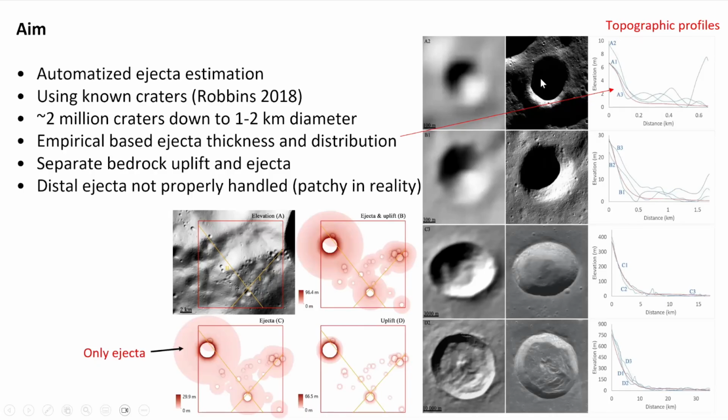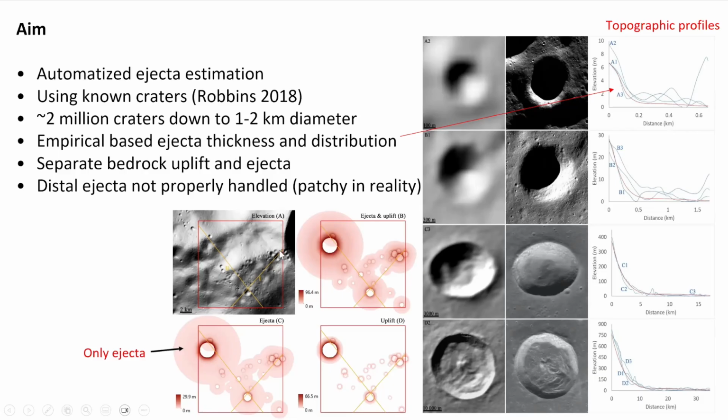Here you can see differently sized craters, smaller and larger ones, and you can see the profiles here. The blue lines indicate the really measured profiles. The red one is the model calculated profiles. So it fits somewhere better, somewhere less. But anyway, it works as an empirical ejecta calculation. Of course, we separate bedrock uplift nearby the crater and the ejecta itself.